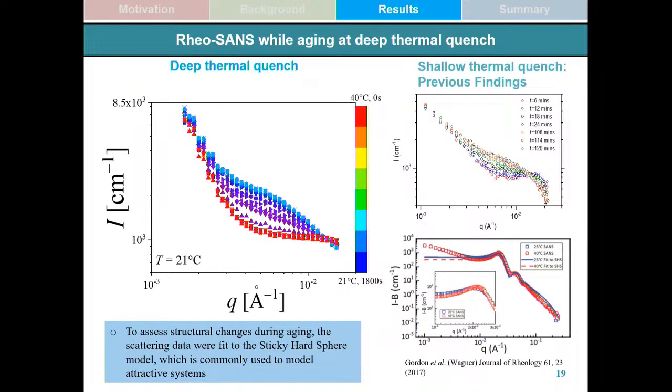We are not the first ones to do scattering on this system. It has already been done in the literature, but for shallow thermal quenches, and the data is reported over here from the literature. We can see that the graph is quite similar, where the intensity is gaining value with respect to time. Another thing to note over here is that there is a low Q upturn in the scattering, which has not yet been modeled in the literature, and people were not able to find the reason behind this low Q upturn. So we tried to address both points: to understand the microstructural changes at deeper thermal quench and to understand the reason for the low Q upturn in the scattering value.